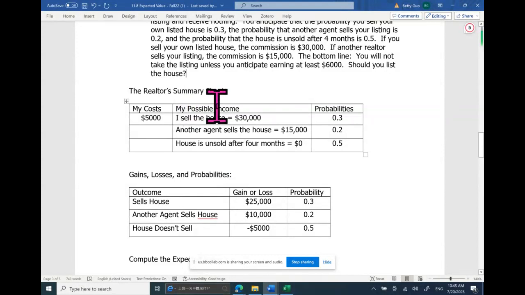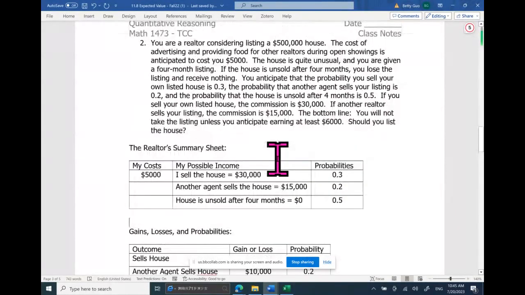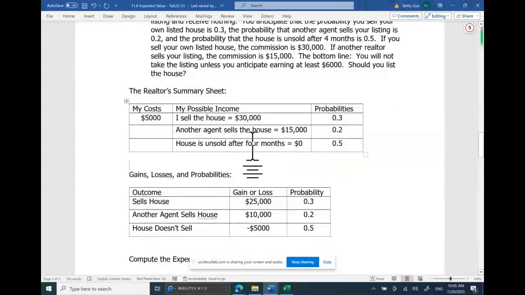Possible income, I would say possible profit. If gain or loss actually is a profit, right? If the profit is negative, then it's a loss. If the profit is positive, then that's a gain. Because the realtor, if he listed the house, he has to pay $5,000 as the cost of advertising and everything, right? So the first table is to organize the possible income of the person.